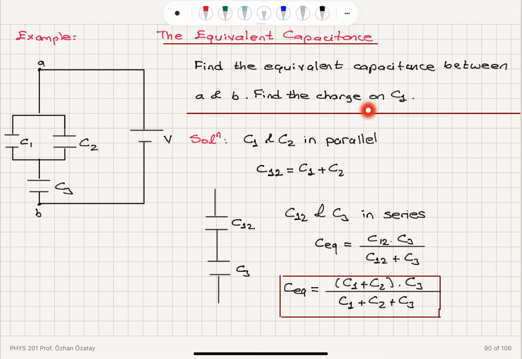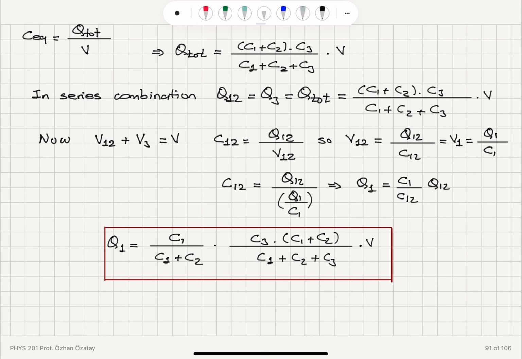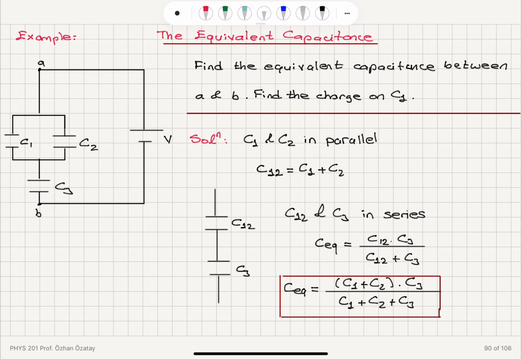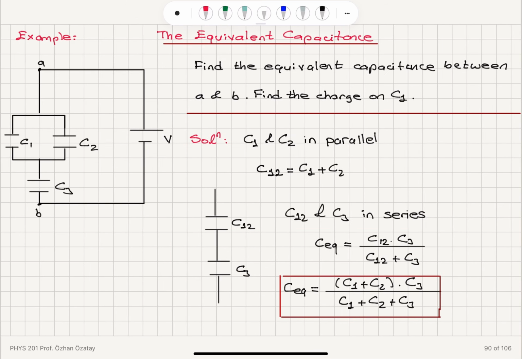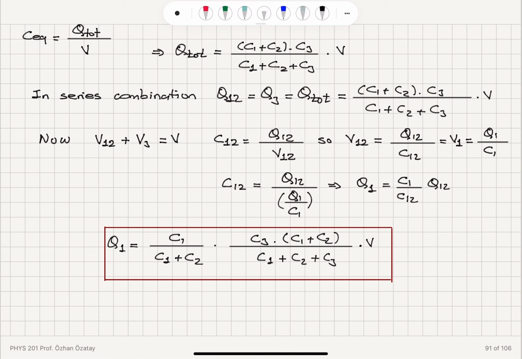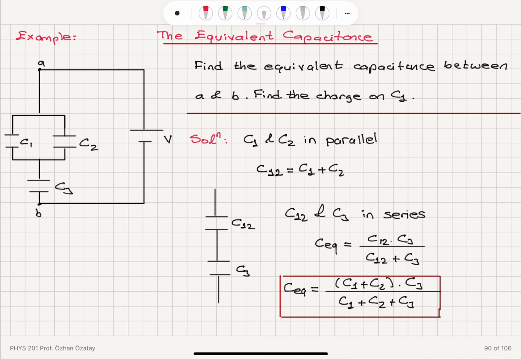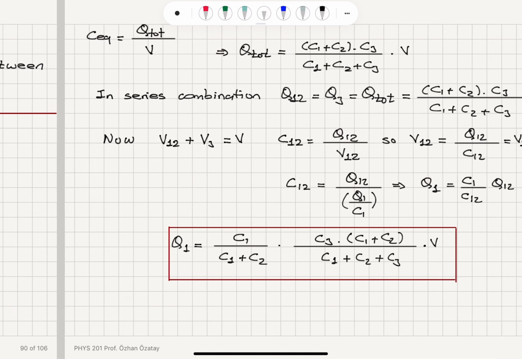Now to find the charge stored on capacitor 1, first I note that the equivalent capacitance that I have just calculated is the total charge divided by the voltage between the two terminals, which is V. So Q total will be equal to V times C equivalent. And that total charge stored in series combination is the charge stored on C12, which is equal to the charge stored on C3. So these two are the same, which is equal to the total charge.